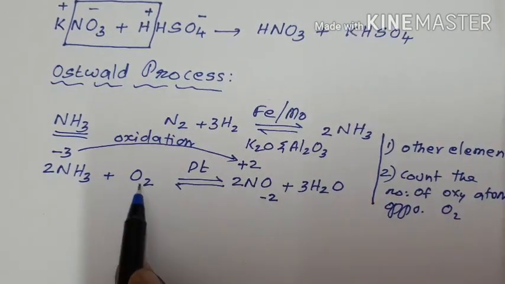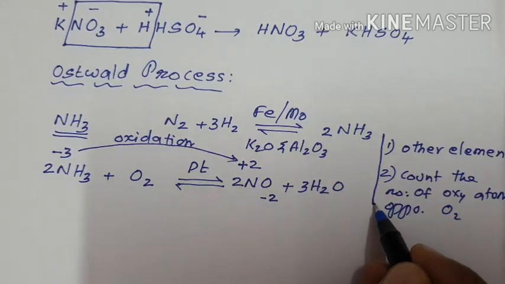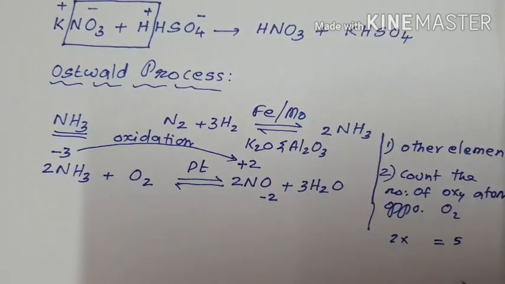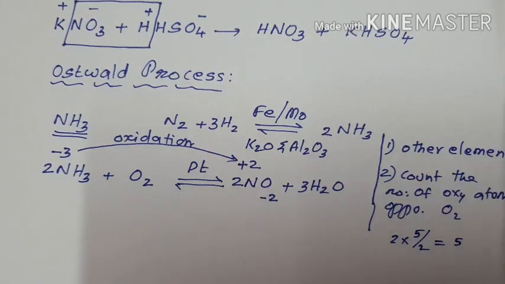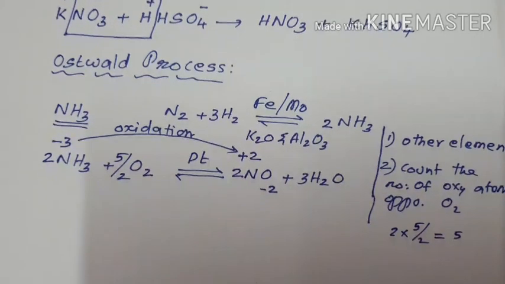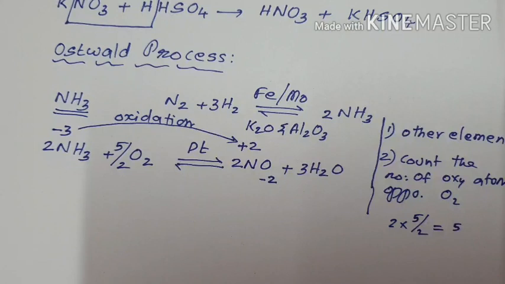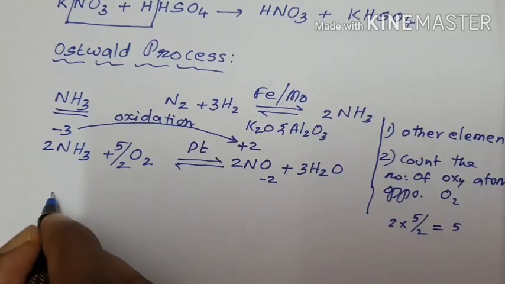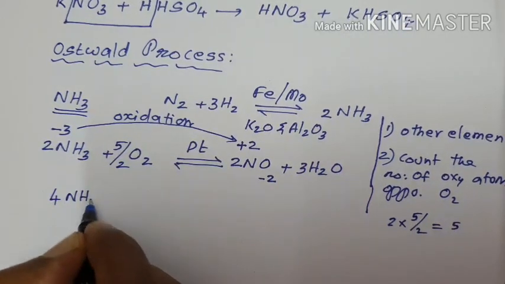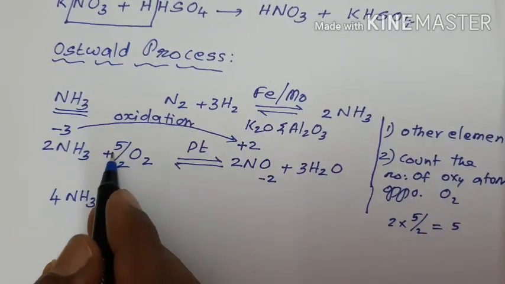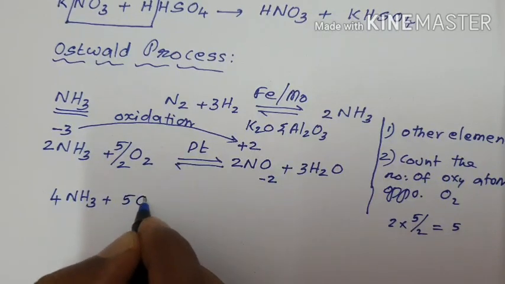So now ask a question. Here we have 2, therefore we require 5. 2 into dash equals 5. 2 into 5 by 2 equals 5. The equation is balanced. To avoid the fraction, the denominator, the whole equation is multiplied by 2. So we get 4NH3, and when you multiply the whole equation by 2 to cancel this 2, 5 by 2 into 2, 5O2.